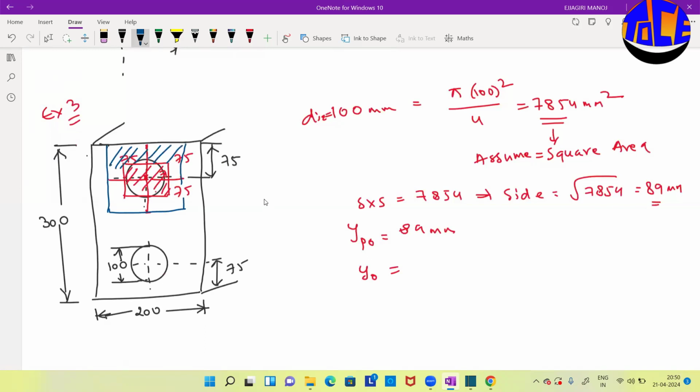So this will be your effective distribution anchorage force distribution area. Okay, 75. Okay, so the y0, so this is your y0. So y0 is 75 plus 75, so that is 150 mm.